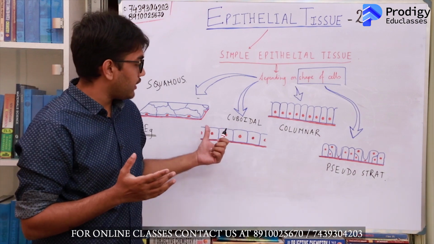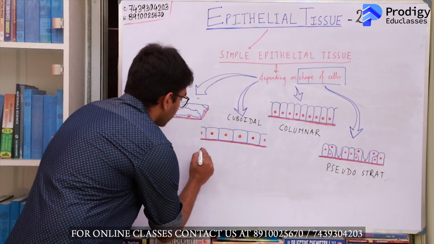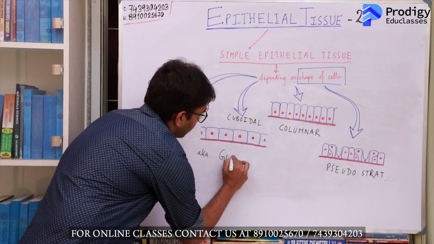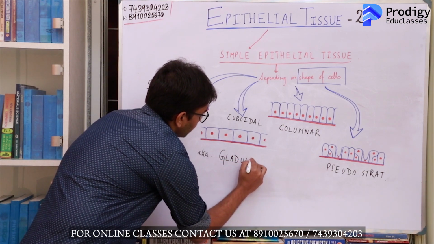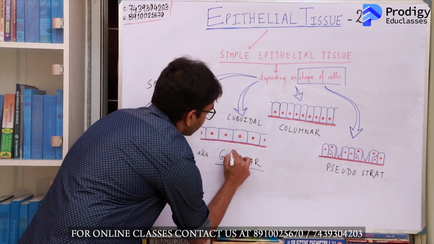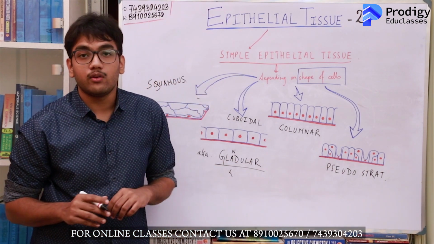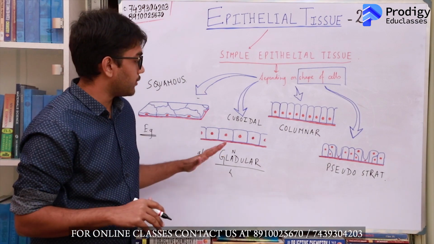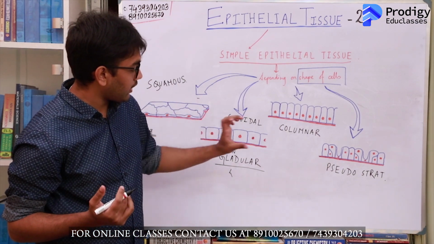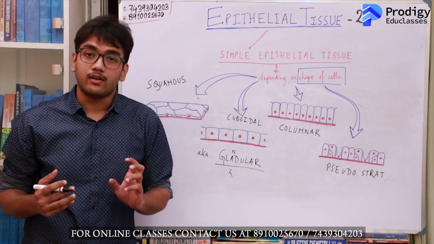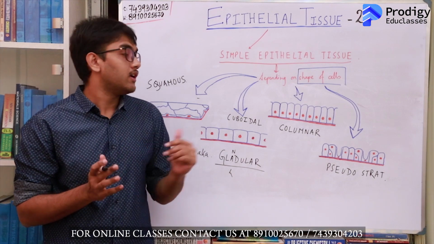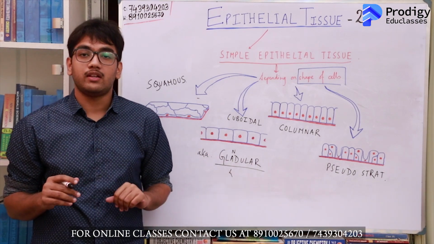So cuboidal epithelial tissue is also known as glandular epithelial tissue, as it is responsible for secretion. Now tell me, if it is responsible for secretion and excretion, where will you find it? For secretion, if you look at the follicles of the thyroid gland, the lining is simple cuboidal epithelial tissue.